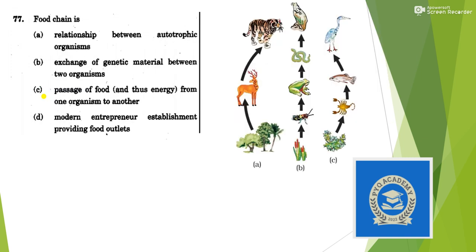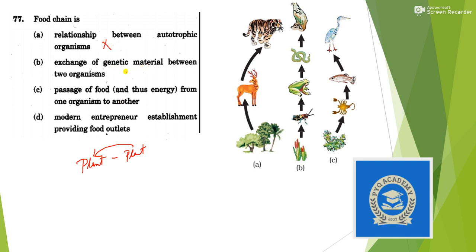Okay, next question is food chain. There are various statements related to food chain, and we have to find which statement is correct. The first statement is a relationship between autotrophic organisms. Is it true? It is saying that a plant has a relation with another plant, that means one plant consumes another plant. So it is not true, this is wrong.